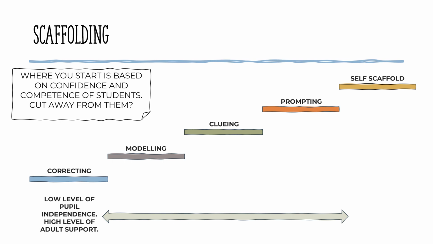Essentially, what we've got at the correcting level of this model is a low level of pupil independence and a high level of adult support. And as we move through these stages of scaffolding, we're looking to reduce that level of adult support and increase the level of pupil independence.